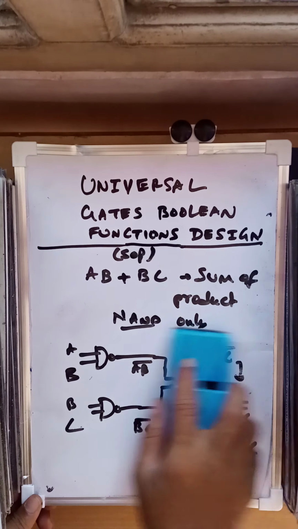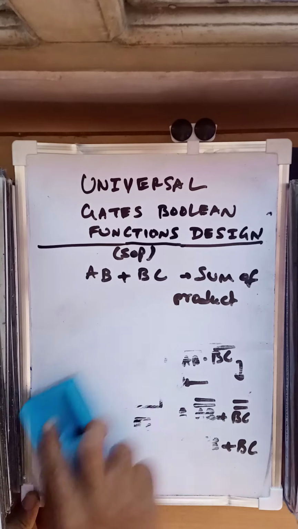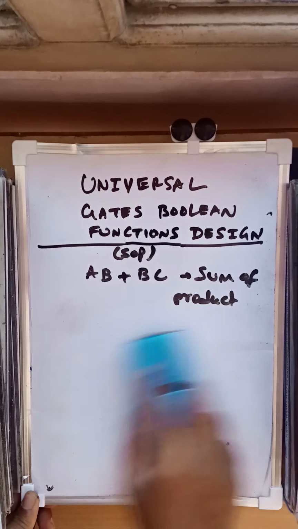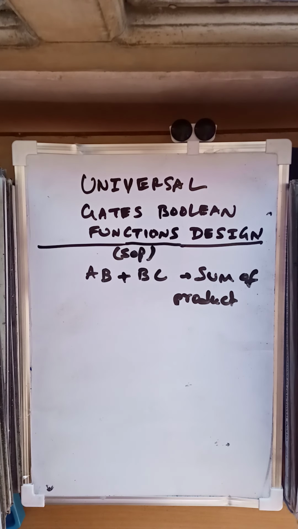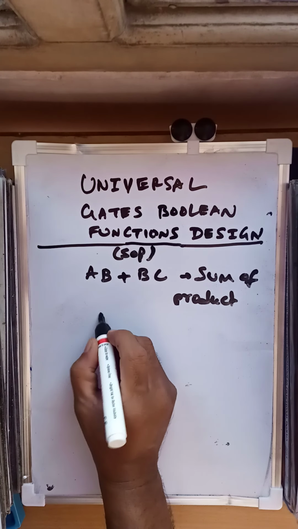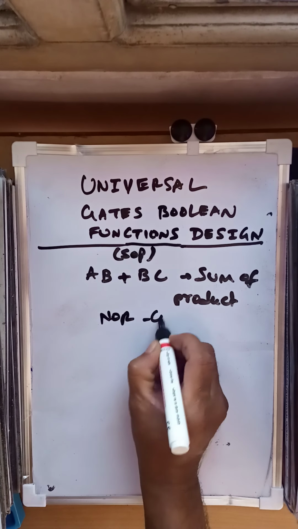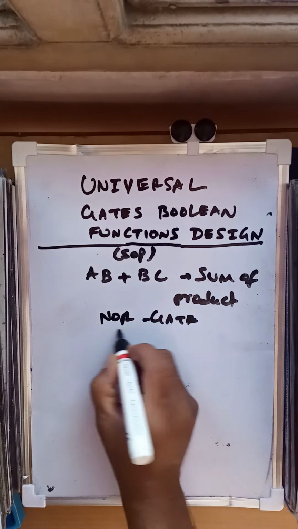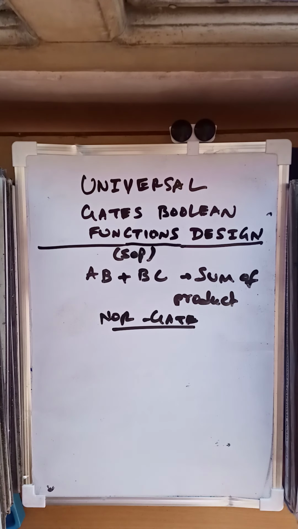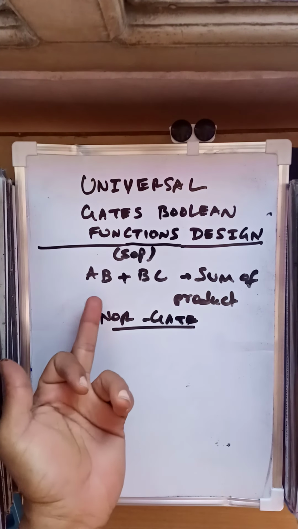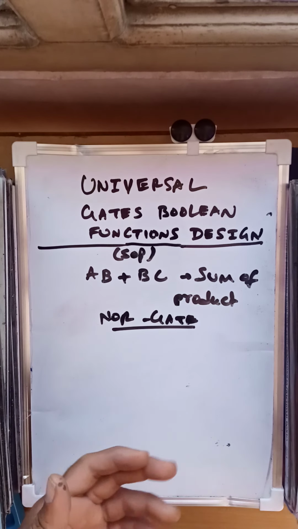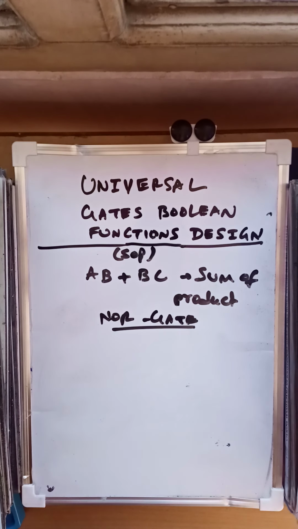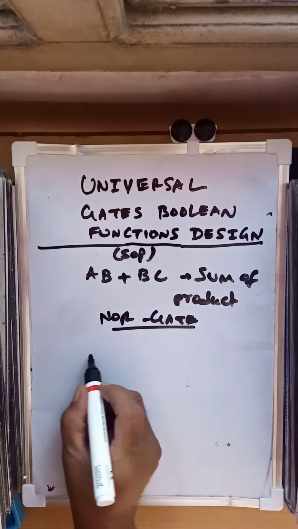Next, how to implement this sum of products using NOR gates only. This is a NOR gate. So let us see how to implement it. Since it is the sum of products and the NOR gates are very easy to implement the product of sums, that's why we give reverse inputs instead of giving direct inputs.